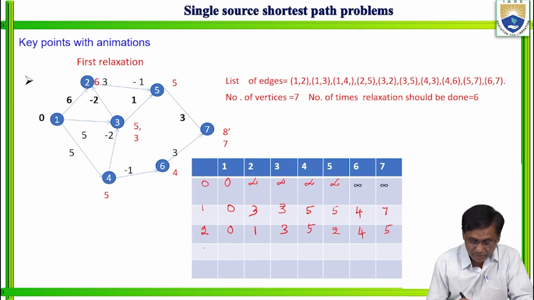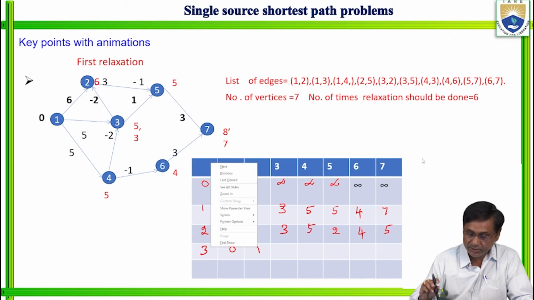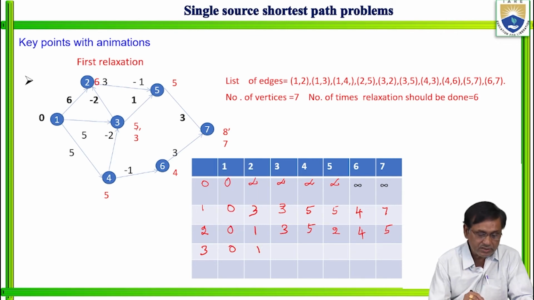Now coming to the third relaxation. So this is 0, that is 1 to 2 is 0 only. 1 to 3 is how much? 1 to 2 is now 1 only. Why is it 1? Because this is already 3. 3 minus 2 is 1. So now it becomes 1.